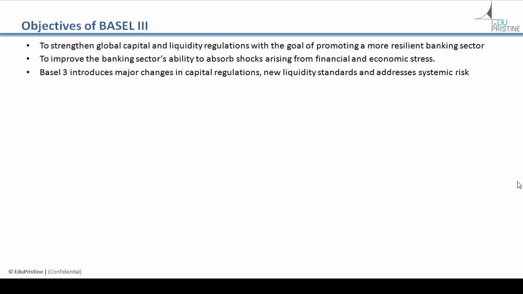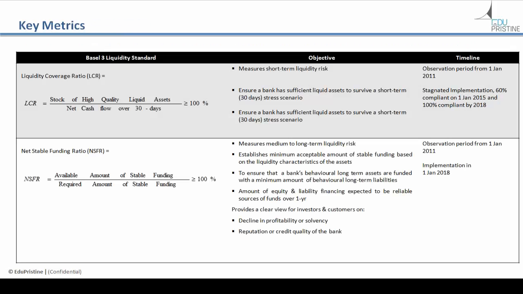Okay, now let's move on to what is covered under liquidity under Basel III. Primarily, there are two key metrics. Firstly, the liquidity coverage ratio, and secondly, the net stable funding ratio. This slide provides a summary of what these two metrics are really about, what the objectives of these metrics are. Okay, let's take LCR for a start.